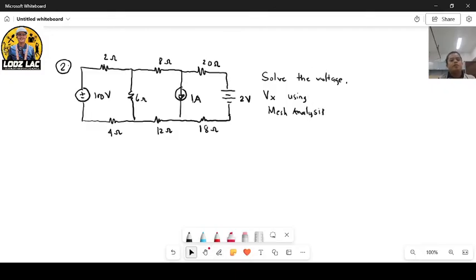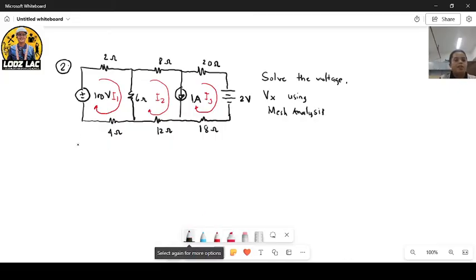As I've said, the first step is to identify and label the mesh currents. If this is your mesh 1, this is your mesh current I1. If this is your mesh 2, this is mesh current I2. And if this is your mesh 3, mesh current I sub 3. So we solve for the equation for mesh 1, so we can have the KVL.